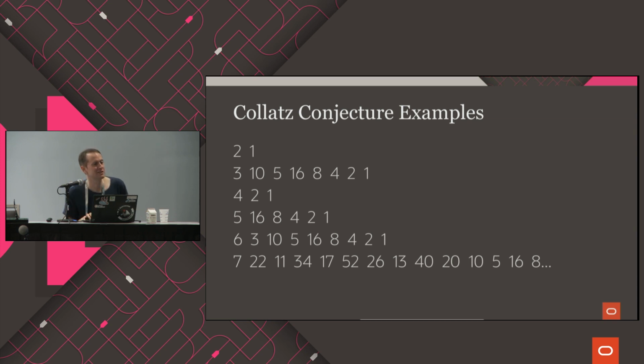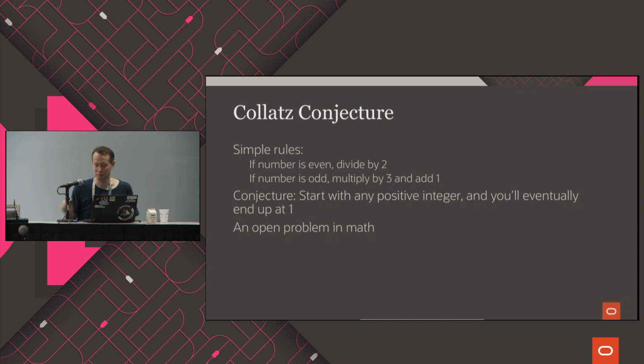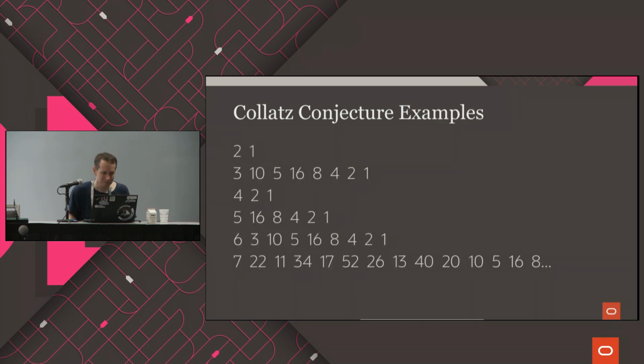But anyway, this is just some examples. The rules are very, very simple. Basically, if you have an even number, then you just cut it in half. If you have an odd number, then you multiply it by 3 and add 1. That's it. That's the whole thing. And so the conjecture is that you'll always end up at 1 eventually if you start with any positive number. So let's look at some examples. 2 is an even number, so we cut it in half. We're at 1. 3 is an odd number, so we multiply it by 3, which is 9, and then add 1, then we're at 10.